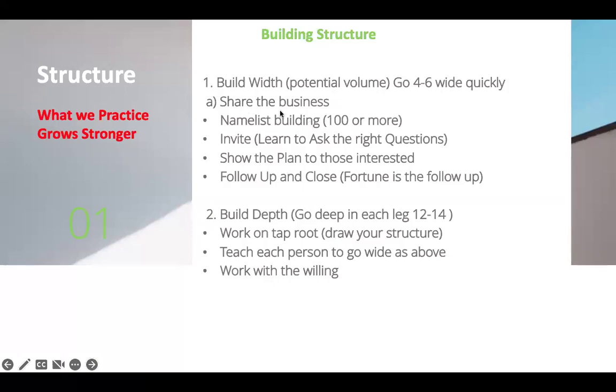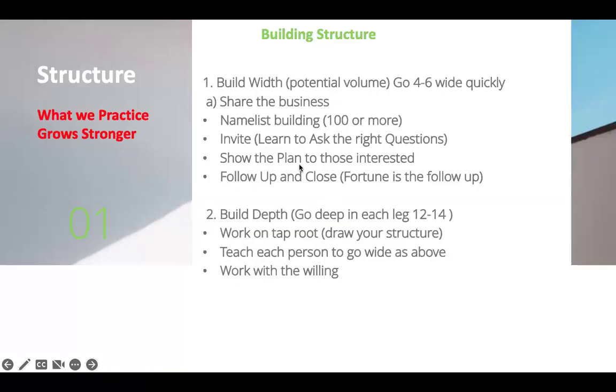How do you do that? Very simple. Number 1, start with a name list, the people you want to introduce the business to. Number 2, learn how to invite them by asking the right questions. Are you open to look at a way to start a business? Are you open to look at a way to earn additional income working part-time? Number 3, then you show the plan if the people are interested.